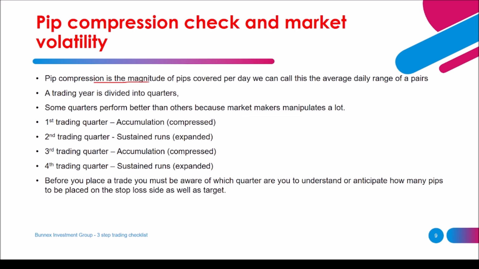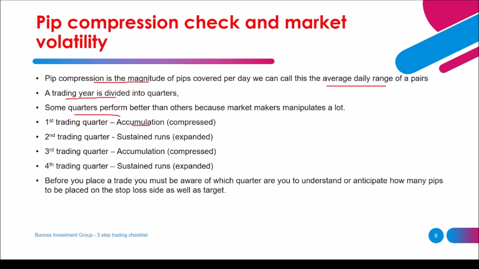So the next topic is pip compression check and market volatility, right? So pip compression is the magnitude of pips covered per day, and we can call this the average daily range, or ADR in short. So we should always know that a trading year is divided in quarters. Some quarters perform better than others because market makers manipulate a lot, and they'll need to accumulate for the following quarter. So by quarters, we are saying January, February, March is actually the first quarter of the year.